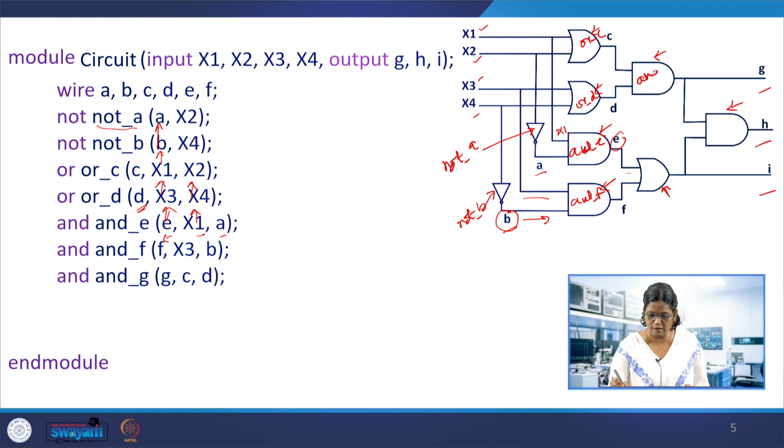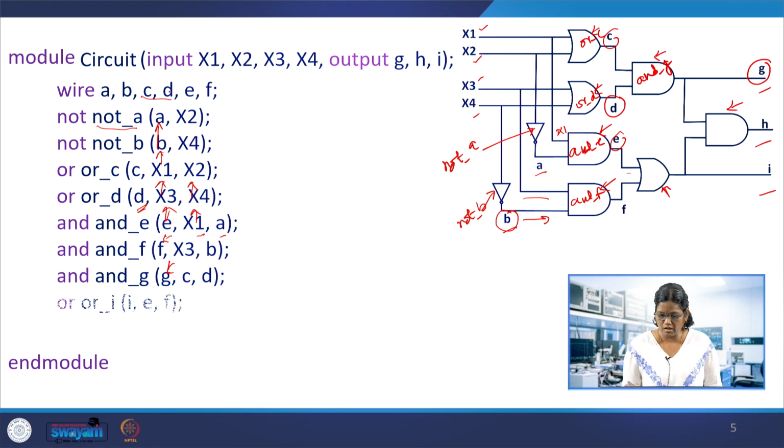The next AND gate comes over here. This is and_G, where G is the output, and C and D are inputs. You know the importance of declaring them as wire now, C and D. Also the next gate, which is over here, is or_I, because it's giving the output I.